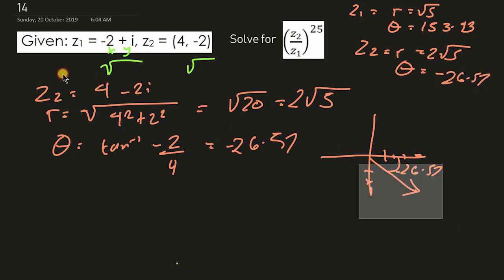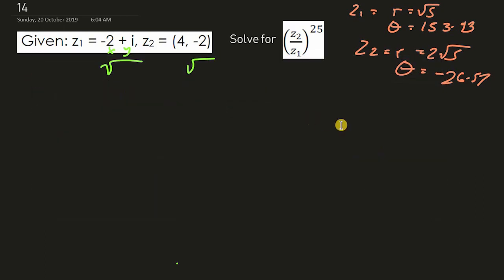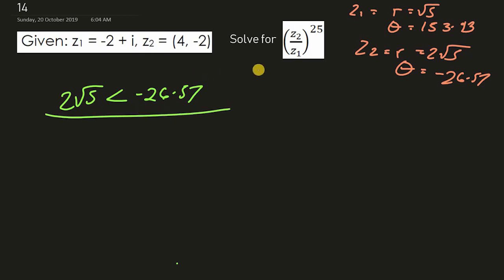So, let's erase this. Erase lang natin yan para meron tayong magandang space. Okay, guys. So, now, let's solve for this given. We have two options. Pwede natin i-distribute muna ng 25 sa both sides or pwede muna tayong i-divide bago natin i-raise sa 25. So, I prefer doing that. So, that would be Z sub 2 over Z sub 1. Z sub 2 natin is 2 square root of 5, angle niya is negative 26.57, over yung Z sub 1 which is square root of 5, angle 153.43.